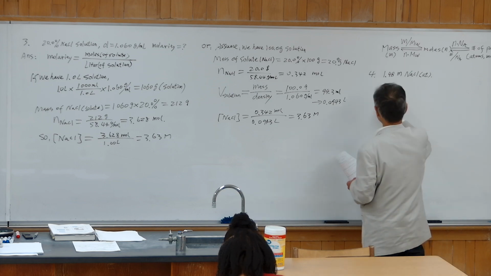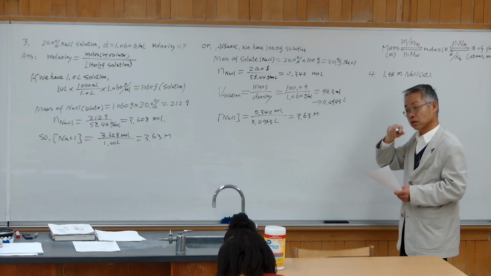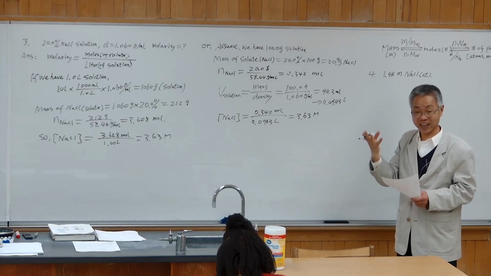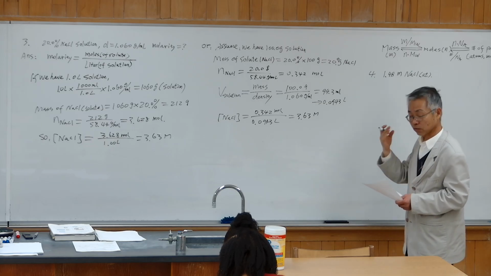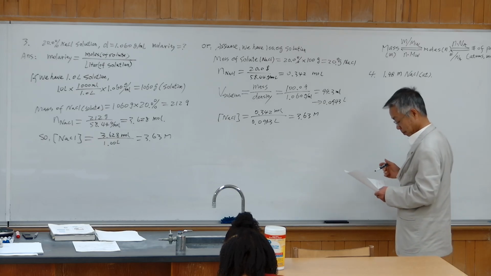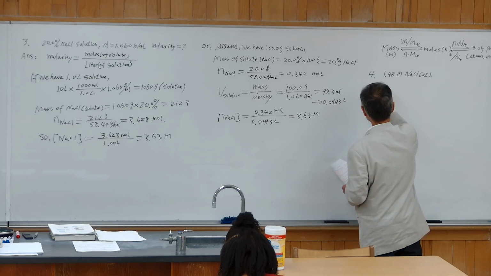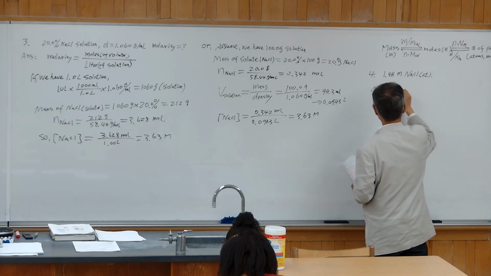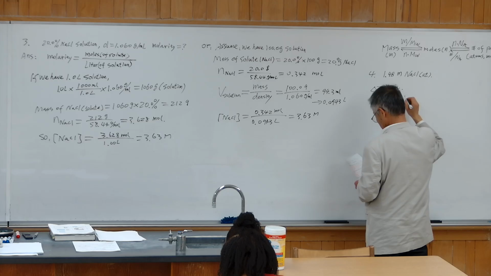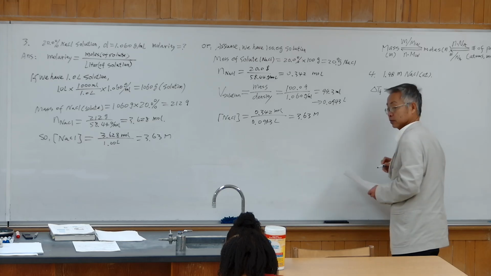To calculate the boiling point and freezing point, you need to calculate delta Tf and delta Tb first, then convert them to Tf and Tb. So delta Tf equals i times Kf times molality.